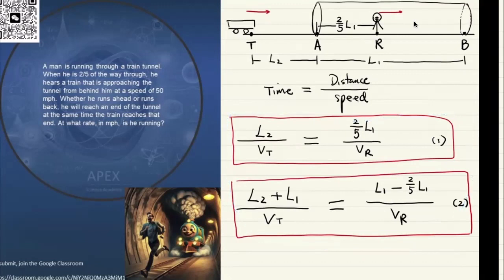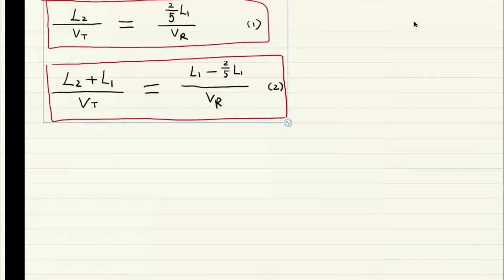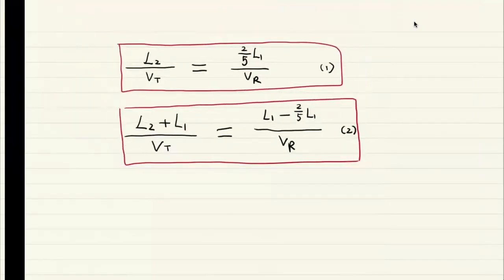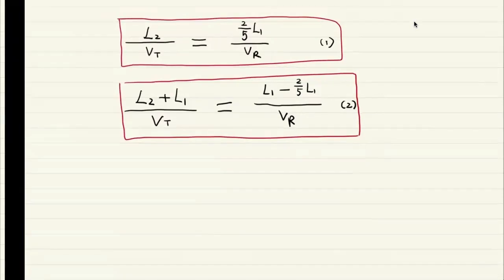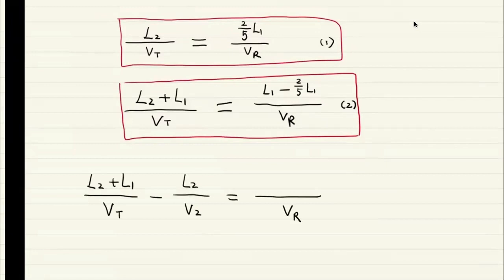Let's copy this and move to the second page. So what we notice is that if we subtract equation 1 from equation 2, we're going to get (L2 + L1)/Vt minus L2/Vt equals (L1 minus 2/5 of L1)/VR minus (2/5 of L1)/VR.